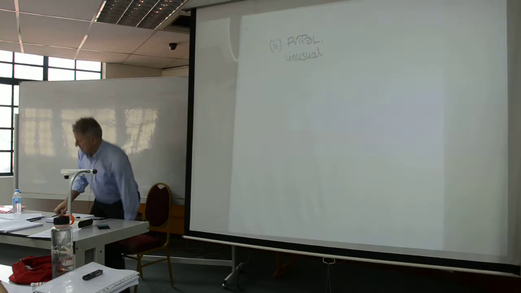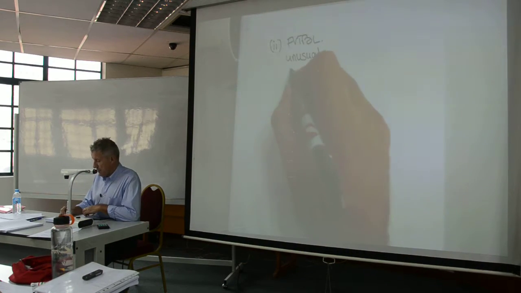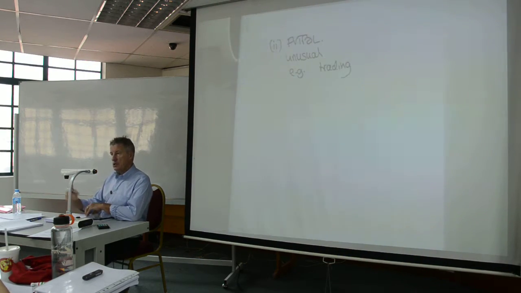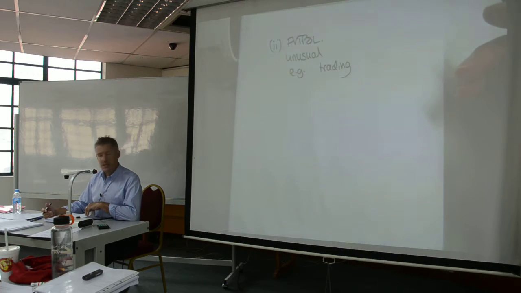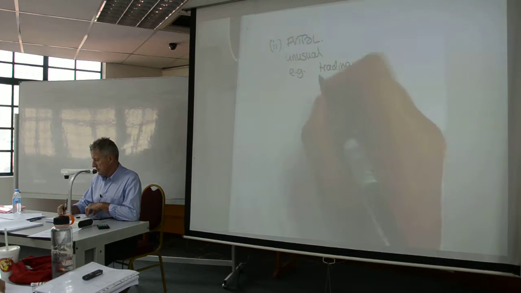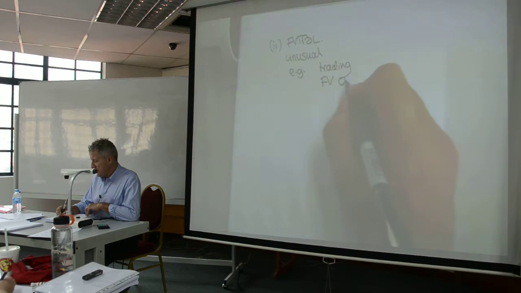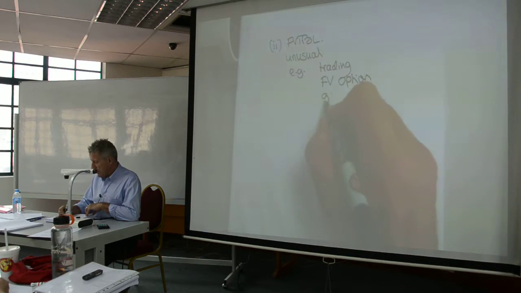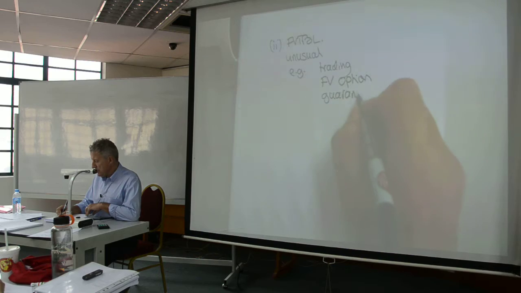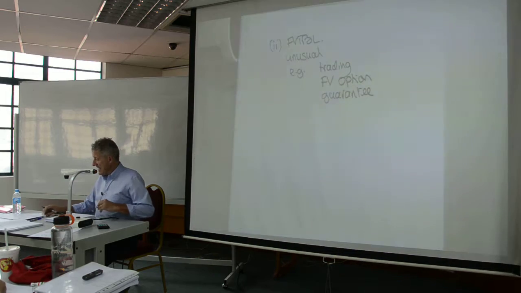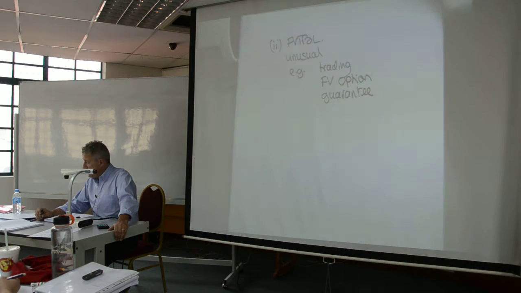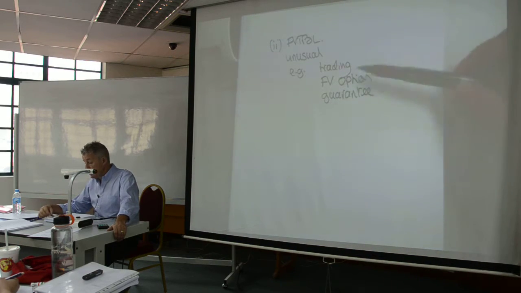What sorts of circumstances would you have fair value through P&L? Well, one might be trading. So if you're trading with liabilities, this would give you a fair value through P&L. If we have something which is known as the fair value option, then it would be at fair value through P&L. And if we're giving a guarantee, that would also be fair value through P&L. We'll look at these in turn.